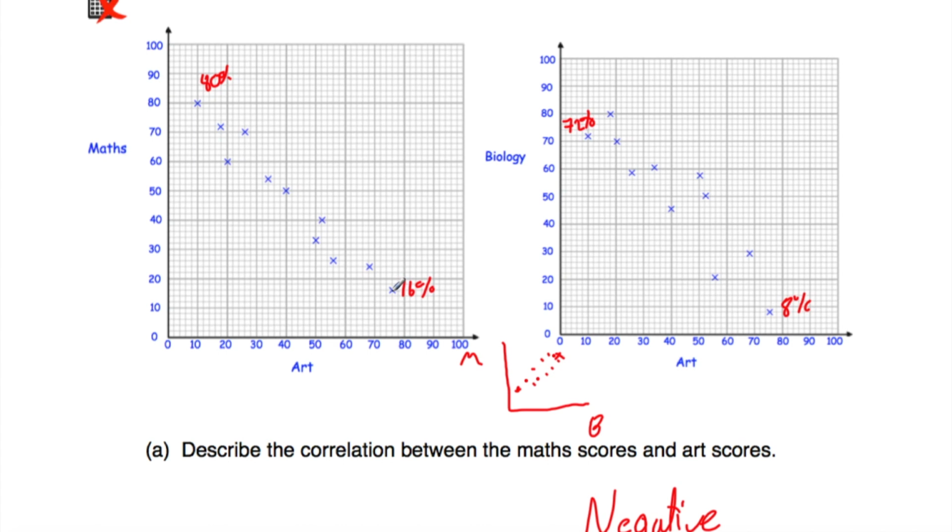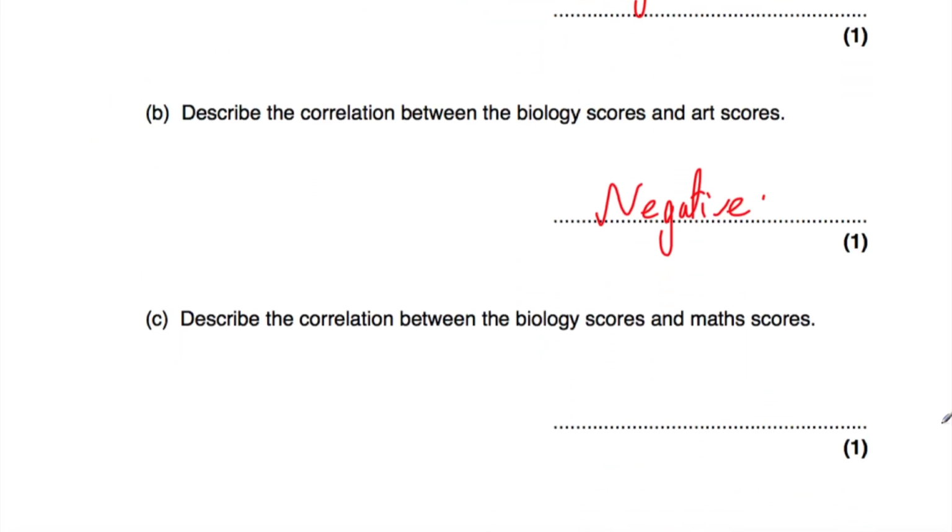Whereas the students who are doing well in art, they're both doing badly in maths and biology, so they're doing badly in both of them. So that would be a positive correlation. So that means that it would be a positive correlation. So let's write that down, positive.